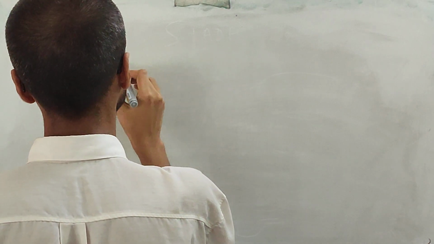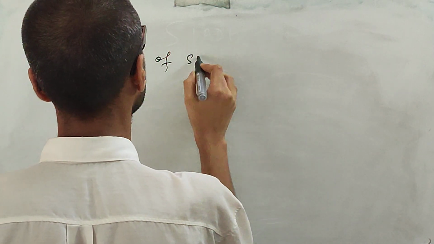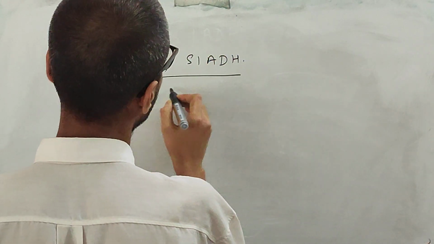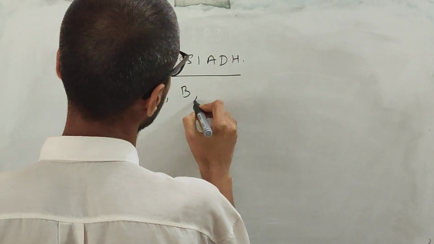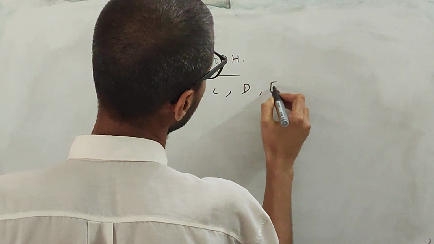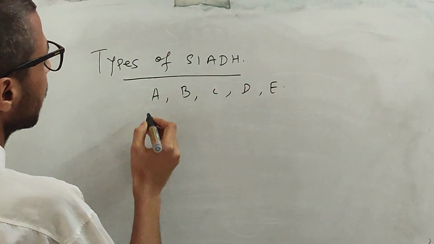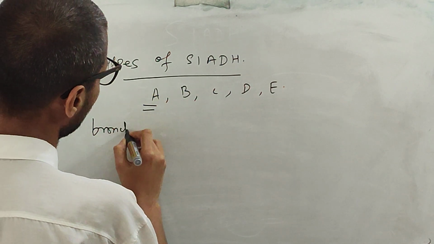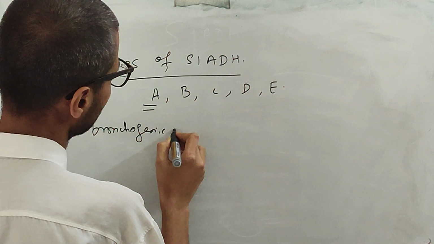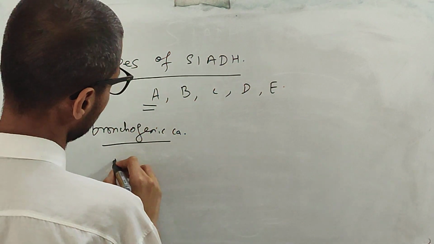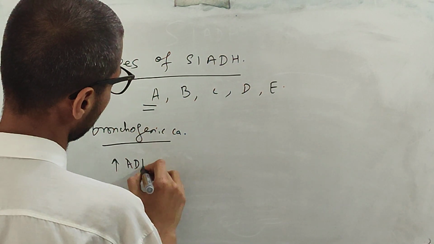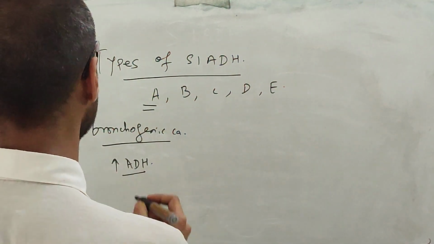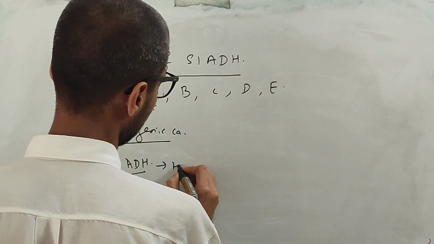Now let's talk about types of SIADH. Basically there are 5 types of SIADH: A, B, C, D, E. Type A occurs in conditions like bronchogenic carcinoma, where there is increased amount of ADH level, and increased ADH level leads to more free water retention.